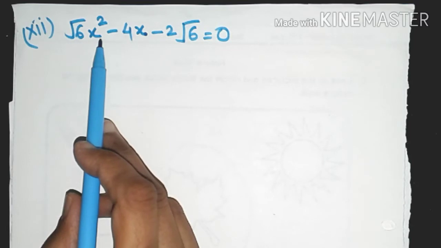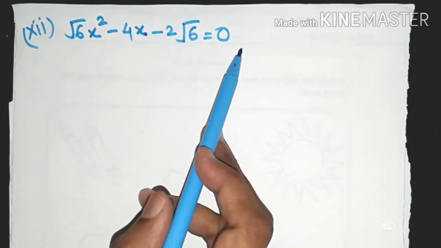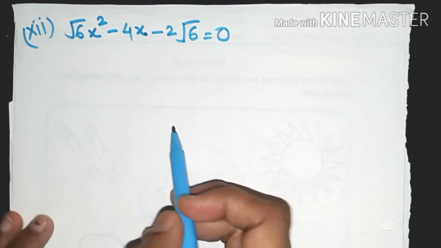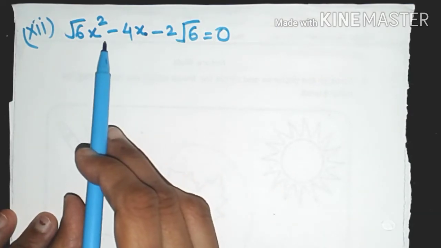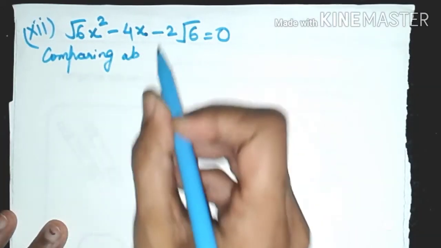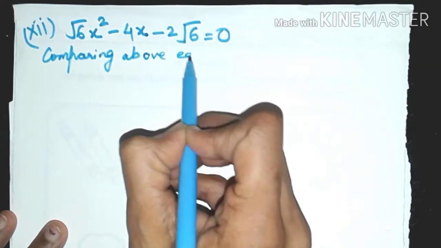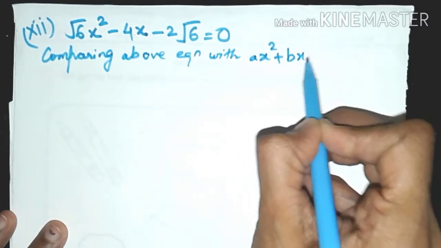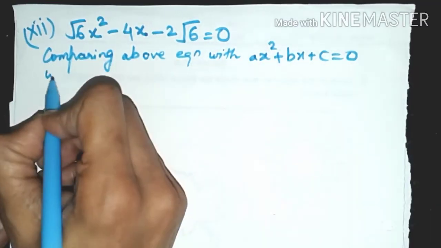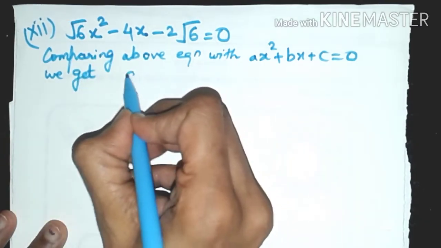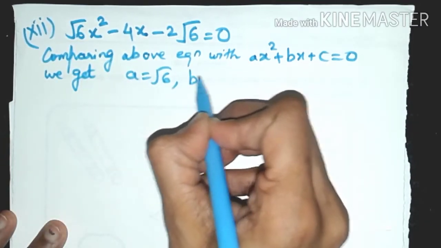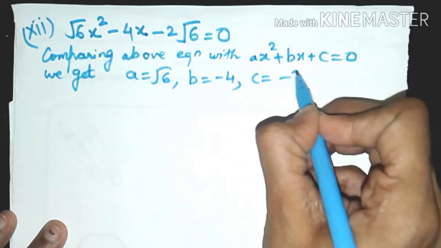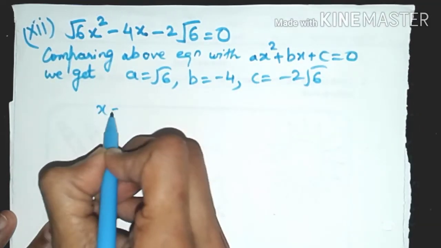The next equation is root 6 x square minus 4x minus 2 root 6 equal to 0. So let's first check if it is in the standard form. Yes, it is in the standard form of quadratic equation. So comparing the above equation with ax square plus bx plus c equal to 0, we get a equal to root 6, b equal to minus 4 and c is this. Okay, so let's write the formula.